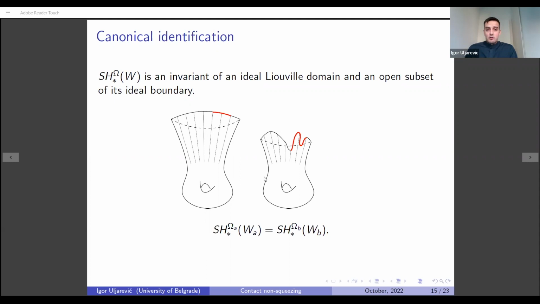So selective symplectic homology for the situation on the left is canonically isomorphic to the selective symplectic homology for the situation on the right. So this is what I mean, that selective symplectic homology is actually an invariant of an ideal Liouville domain and an open subset of its ideal boundary.